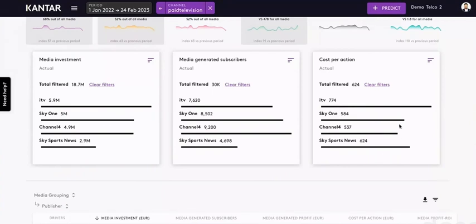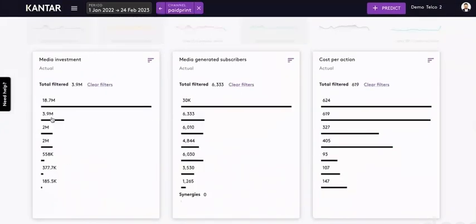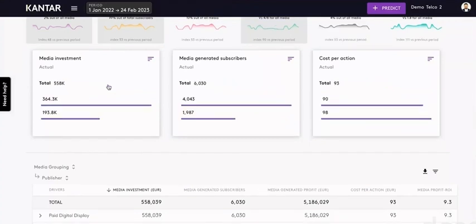So the variation in the performance here indicates an optimization potential, and treating TV as a homogeneous channel will thereby prevent us from capitalizing on this variation between the TV channels. So this is why it's important to have publisher level insights when doing paid media analysis. You can do that with the different types of channels. Here we're looking at print. We can look at out of home, and same with the other channels as well.